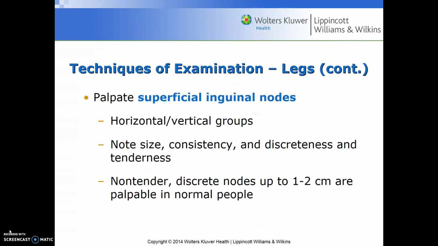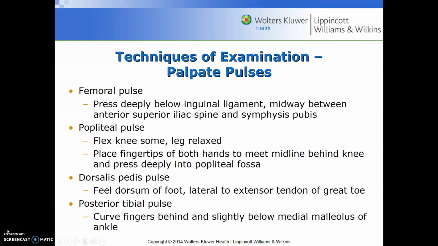Be sure to palpate the superficial inguinal nodes, both the horizontal and vertical groups. Note the size, the consistency, the discreteness and tenderness. Non-tender discrete nodes up to 1 to 2 centimeters are palpable in normal people, so you might find some discrete nodes. Going to palpate pulses: the femoral pulse, the popliteal pulse, the dorsalis pedis pulse, and the posterior tibial pulse.